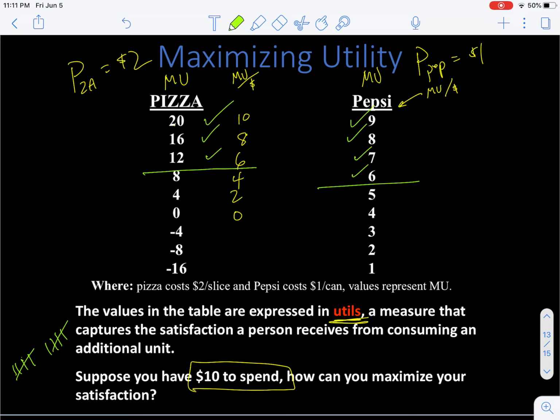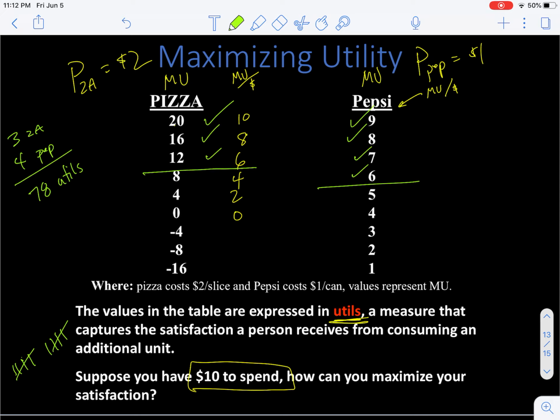78 utils. Now here you can pause the video and challenge yourself and go back and see if there's any other combination of pizza and Pepsi that you can buy, at $2 a slice and $1 a can if you have $10 in your pocket. Try to find some other combination that will give you more than 78 total utils. Basically what we found here is that you would get 3 slices of pizza and 4 Pepsi, and that would give you 78 utils. So can you beat that? Can you do better than that by some other combination? I challenge you. I don't think you'll find that you can.